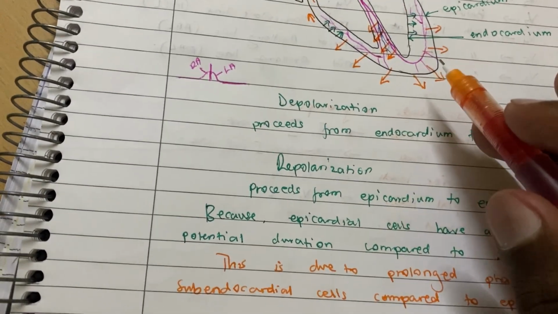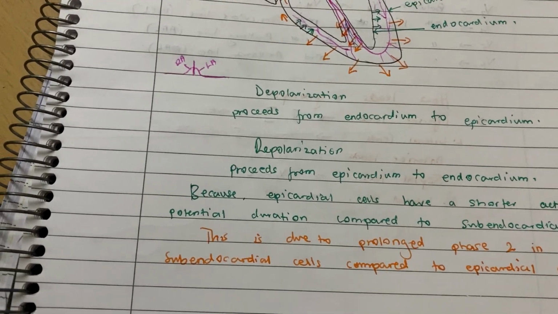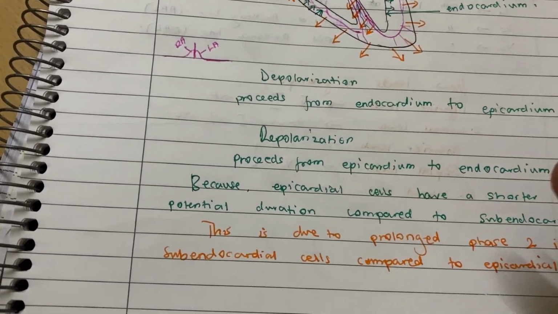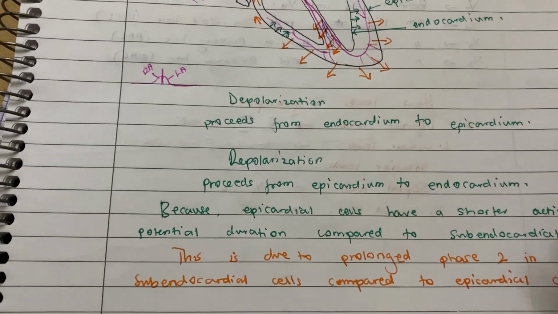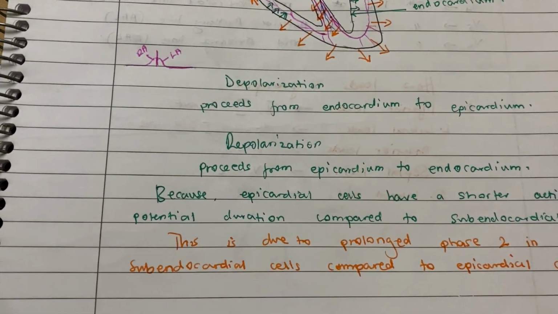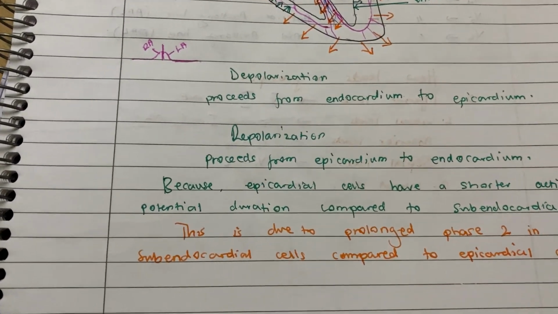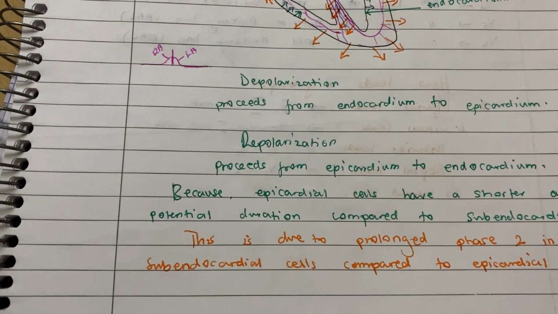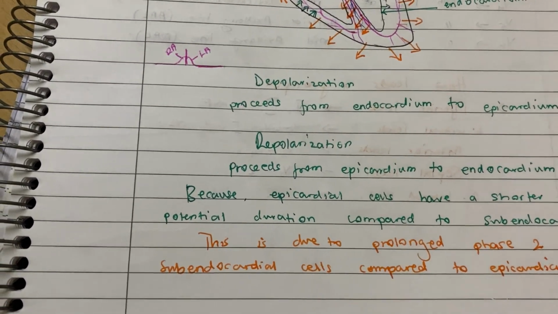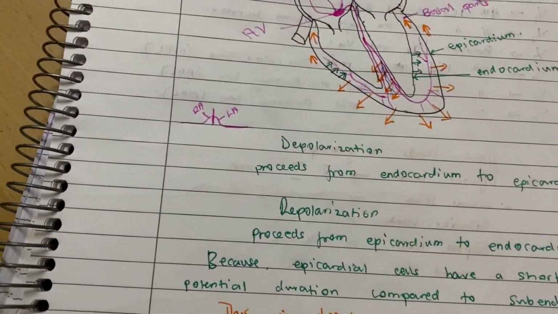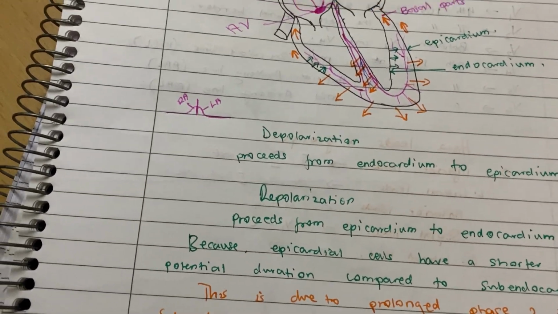Again, we said that when a waveform of depolarization is moving towards the positive electrode of a lead, the deflection will be positive, and if it is moving away from the positive electrode of the lead, the deflection will be negative. We said all those already, but we are going to recap in the next video.